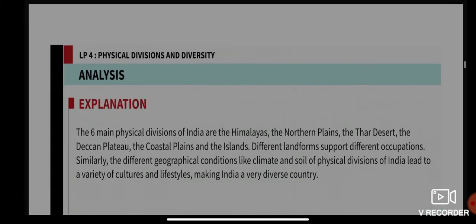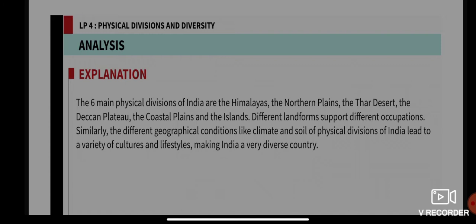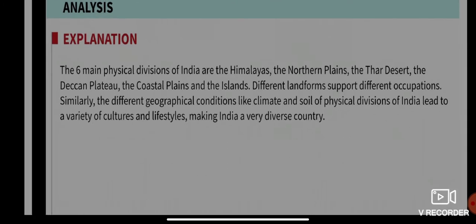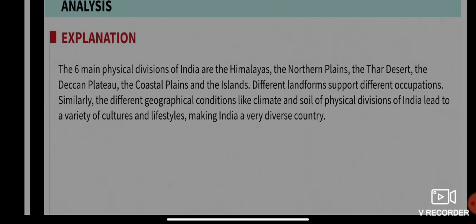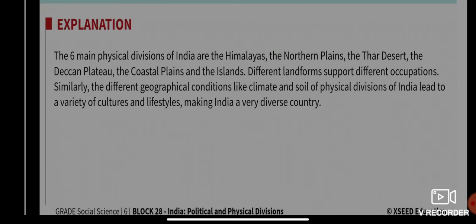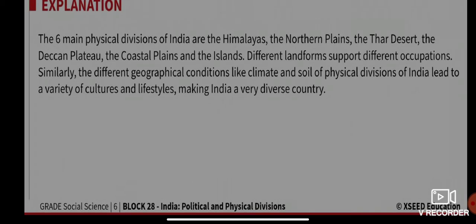All right, so listen carefully. Okay, I hope you still remember. The six main physical divisions of India are the Himalayas, the northern plains, the Thar Desert, the Deccan Plateau, the coastal plains, and the islands. The different landforms support different occupations. Similarly, the different geographical conditions like the climate and soil in the physical divisions of India lead to a variety of culture and lifestyle, making India a very diverse country.